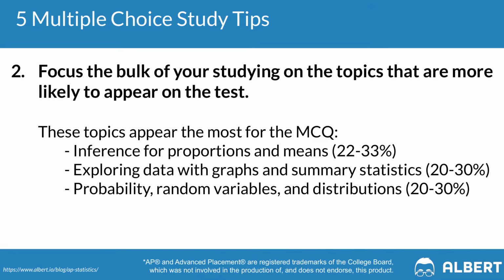Here are 3 of the key topic areas that are consistently tested when it comes to AP Statistics multiple choice. Inference for proportions and means makes up 22 to 33% of the multiple choice exam. Exploring data with graphs and summary statistics makes up another 20 to 30% of the exam. Probability, random variables, and distributions make up another 20 to 30% of the exam.